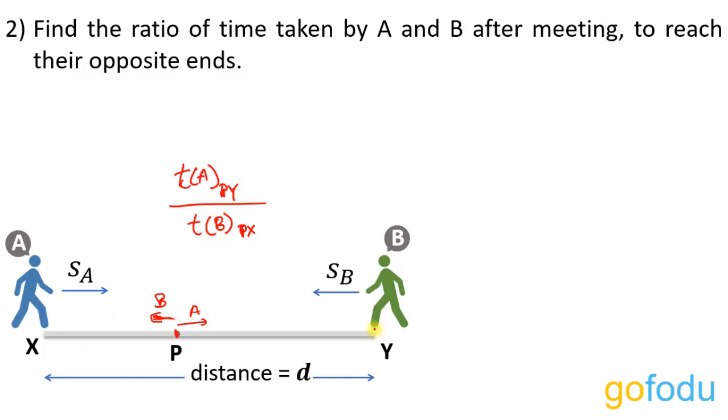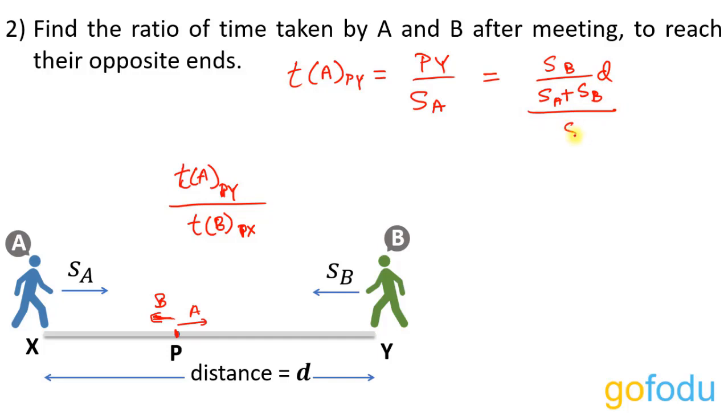This distance XP and PY we have already calculated in the first question. We are going to use it here. Now, the time taken by A in going from P to Y would be distance PY upon speed of A. PY we have calculated in the first part, that is SB upon SA plus SB into D, upon speed of A. This would be SB into D upon SA plus SB into SA.